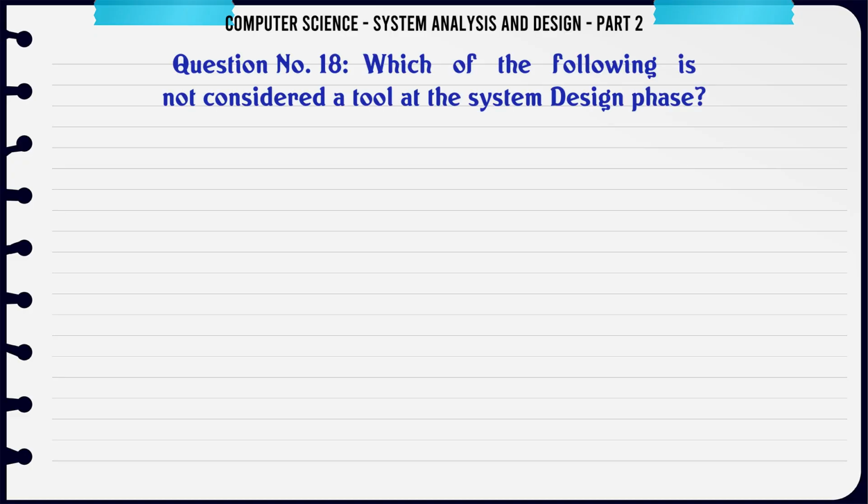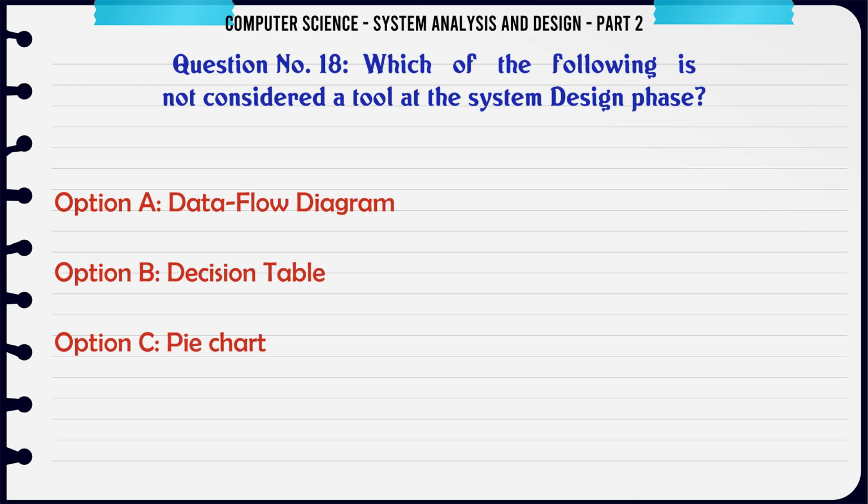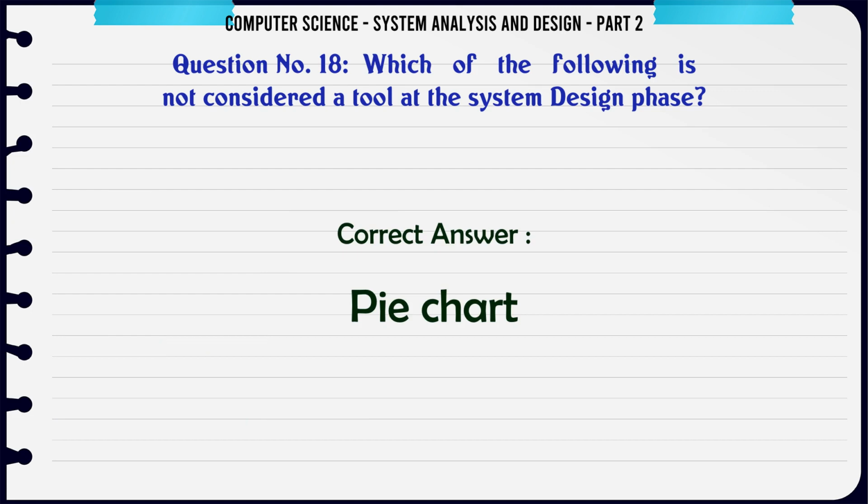Which of the following is not considered a tool at the system design phase? A. Data flow diagram. B. Decision table. C. Pie chart. D. System flow chart. The correct answer is pie chart.